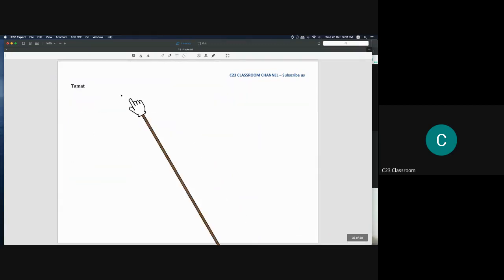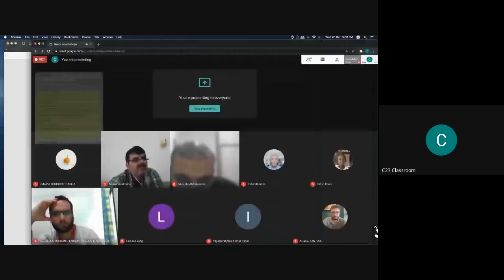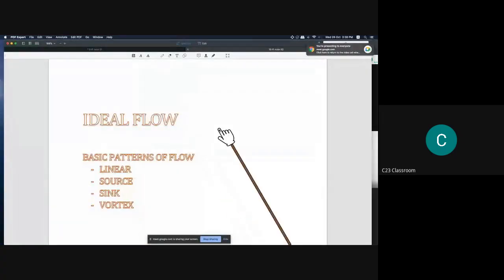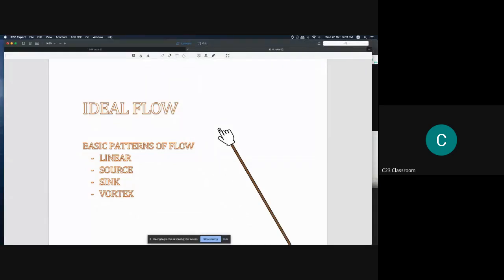And then I would like to show you the flow around a cylinder, because one of our questions will use the idea of flow around a cylinder. Okay, so I will bypass the tutorial.